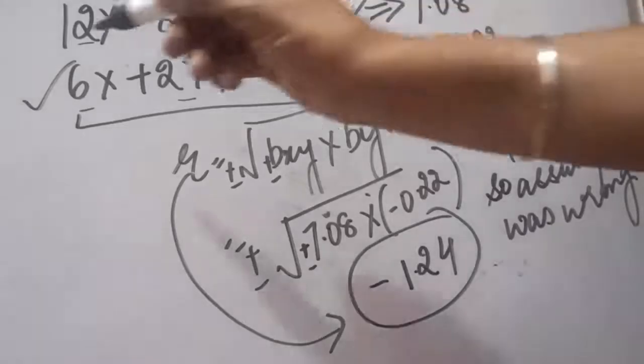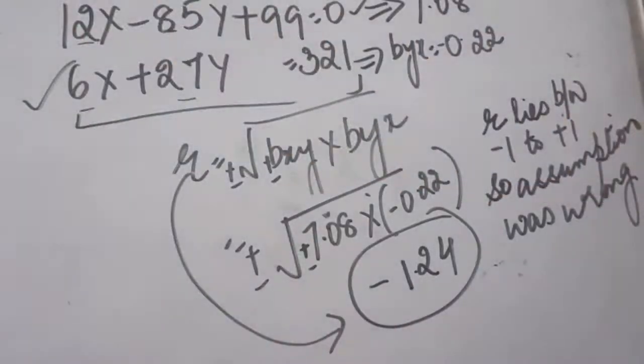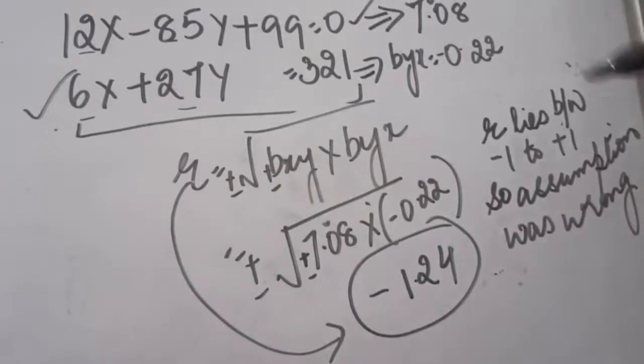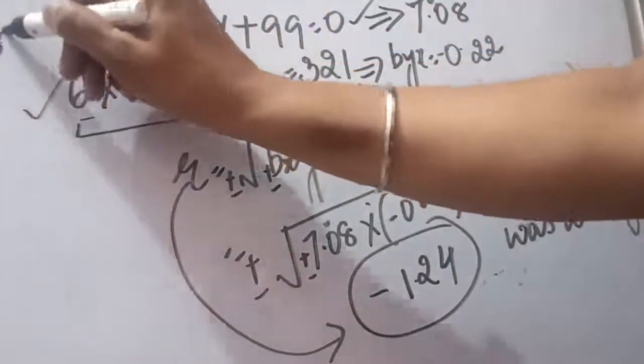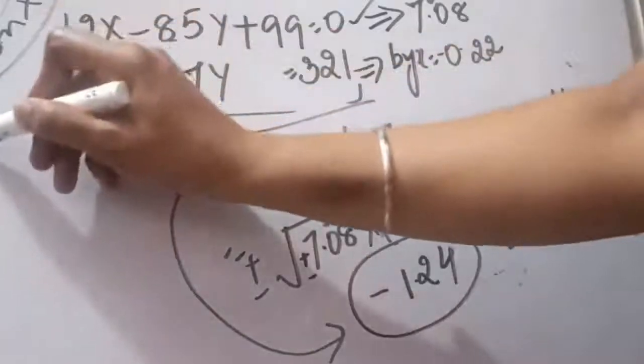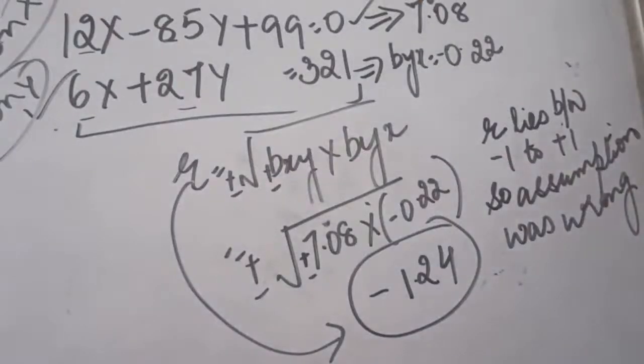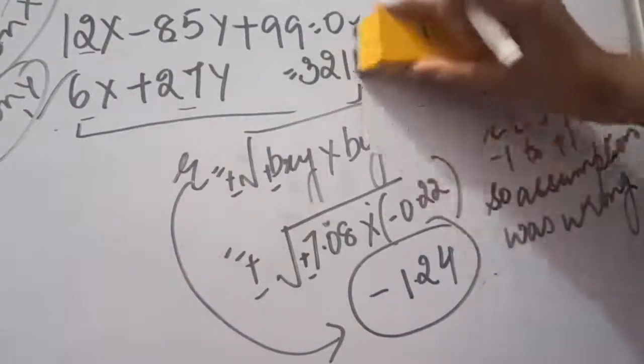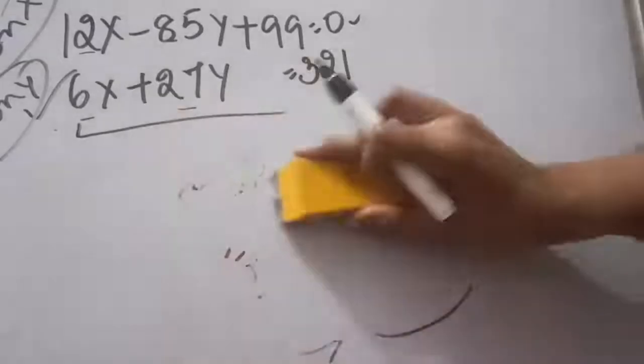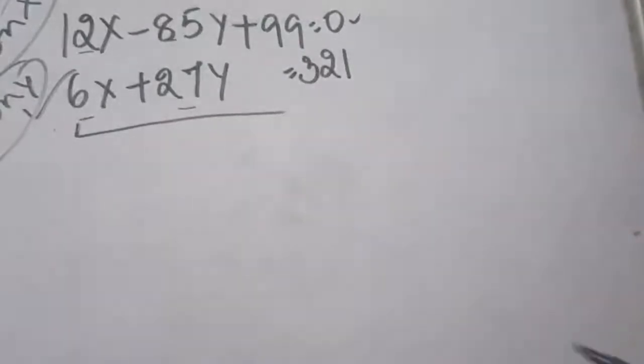It means we assumed this equation to be x on y and the second equation to be y on x, but actually it was the other way around. The first equation was y on x and the second equation was x on y. Now we have to start with this. Now you will see the correlation will be coming within the limits.